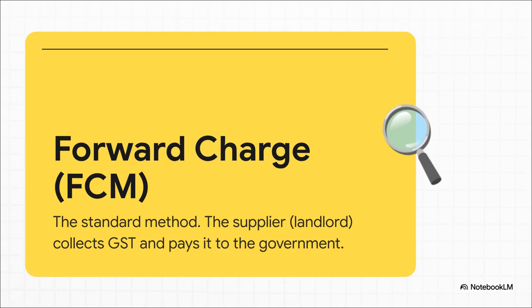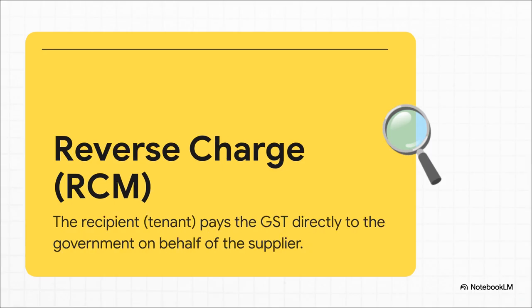Just think of it like buying anything at a store. The shop adds the tax to your bill, you pay them, and then they handle sending that tax money to the government. Simple. But then there's the reverse charge mechanism, RCM, and this is where things get interesting. It completely flips the script. The government says, hey, supplier, you don't have to worry about it. Instead, the responsibility gets pushed onto you, the person receiving the service. So in our case, the tenant has to do the math, calculate that 18%, and pay it straight to the government.